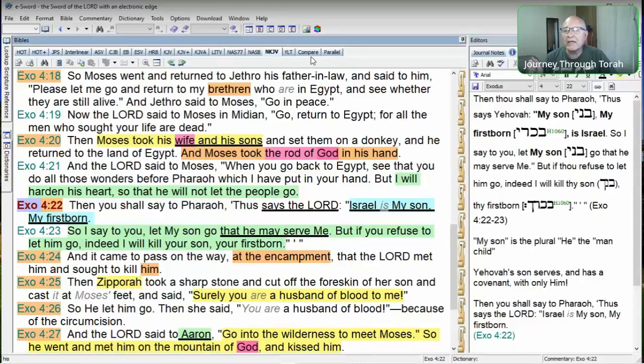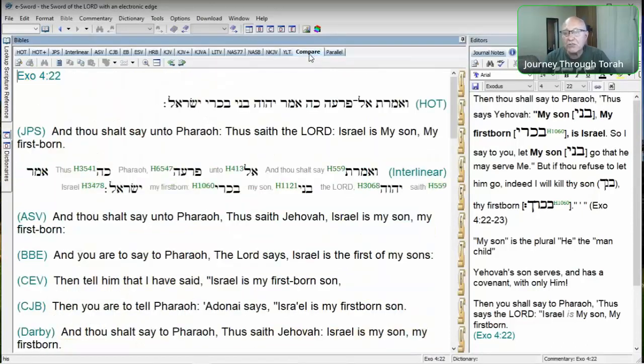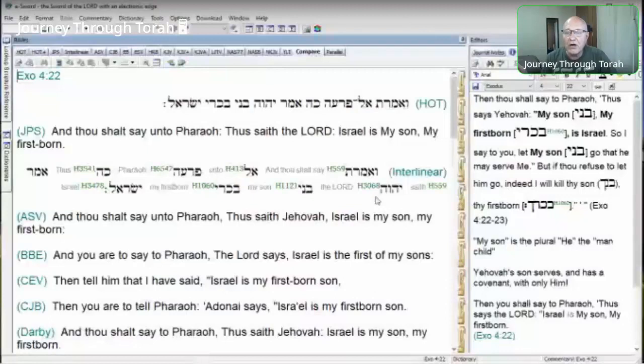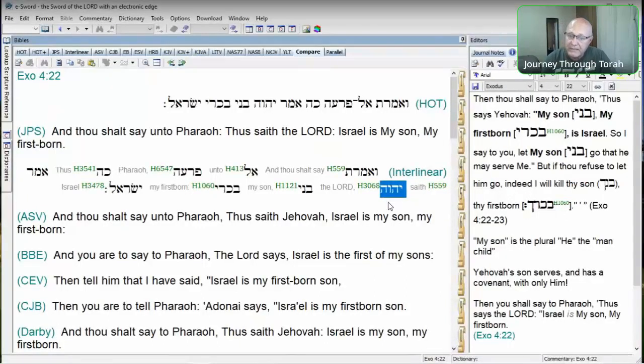Here, let me show you in the Hebrew, since we're looking at this verse right now. I use eSword. You can have my eSword if you like it. Here is Yehovah's name right here. Yod, Hey, Vav, Hey. If it's capital G, capital O, capital D, it's covering up this name. If it's capital L, capital O, capital R, capital D, it's covering up this name. Yehovah's name has been hidden.